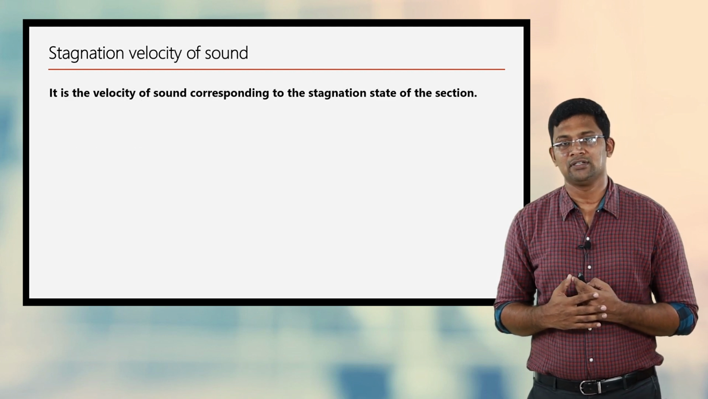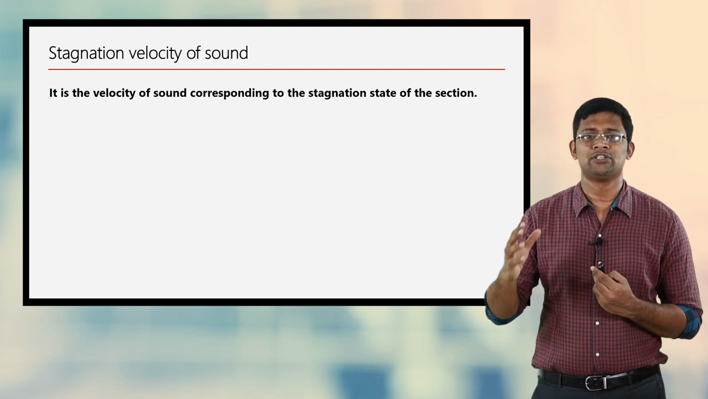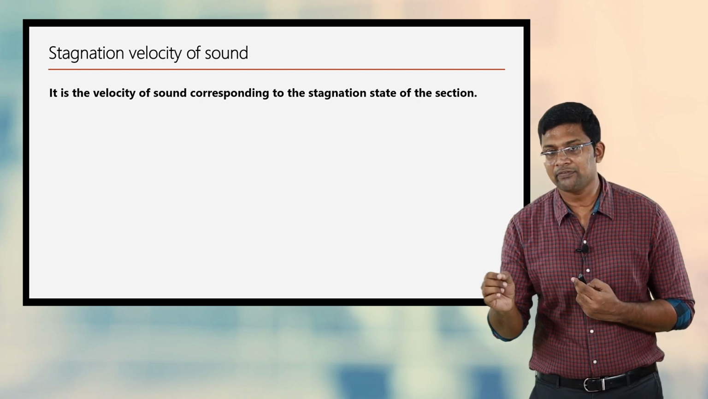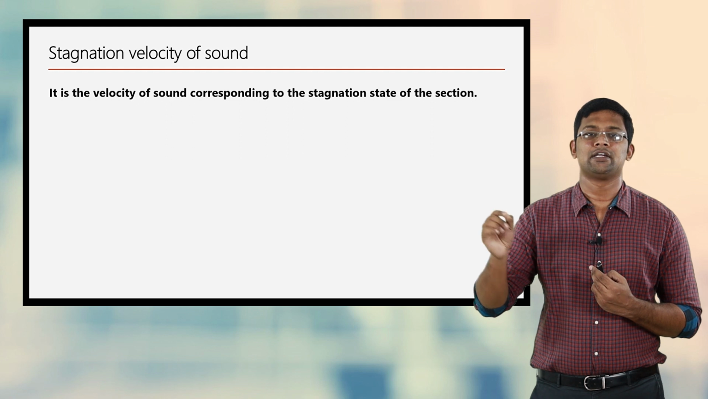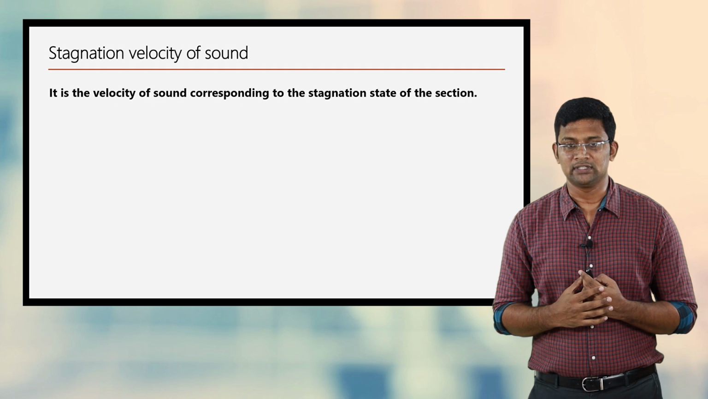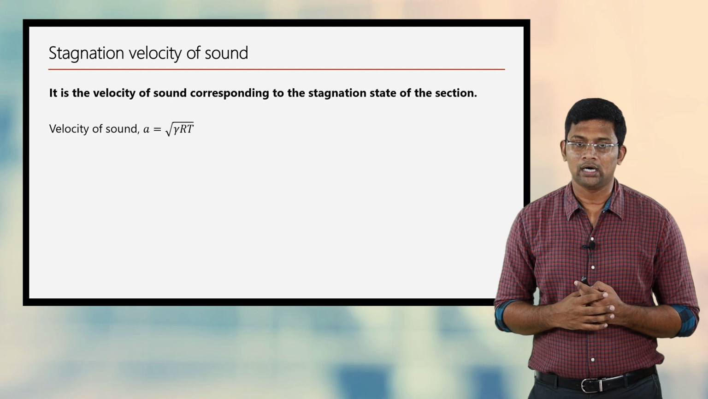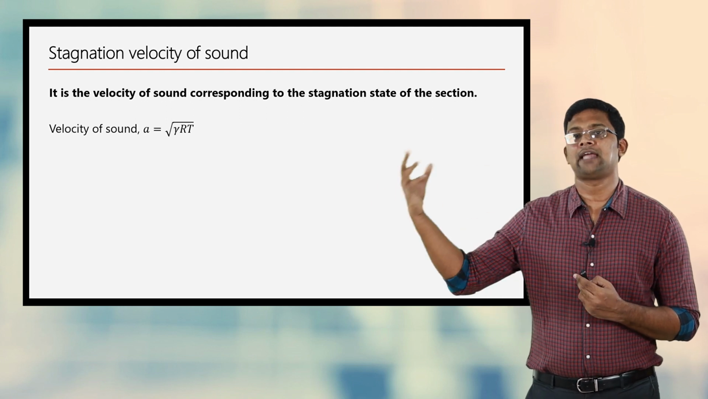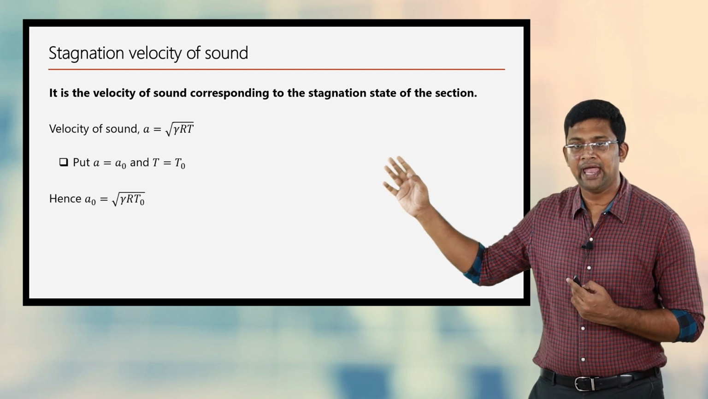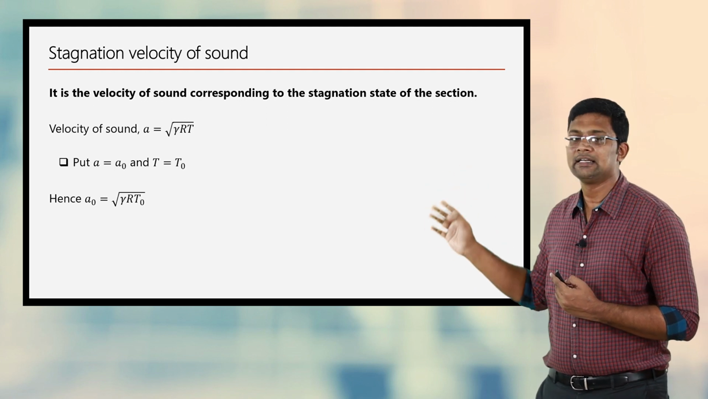That's about stagnation density. And the last stagnation property is the stagnation velocity of sound. So here the definition is a little bit different. It is the velocity of sound corresponding to the stagnation condition of the section. Okay, now let us try to derive an expression for the same. Velocity of sound A is equal to root of gamma RT. Now, to correspond to the stagnation conditions, you have to make some substitutions. The velocity of sound A has to be substituted with A0 and the temperature T has to be substituted with T0.